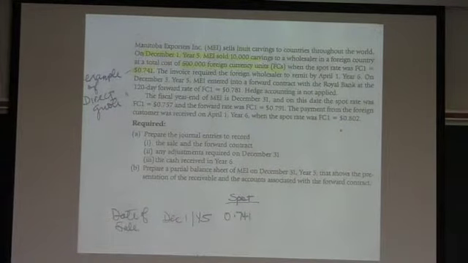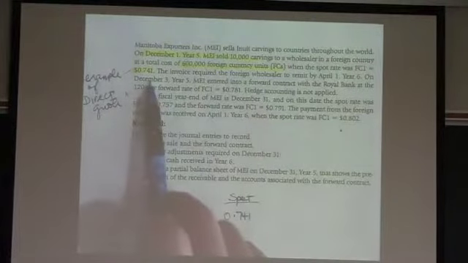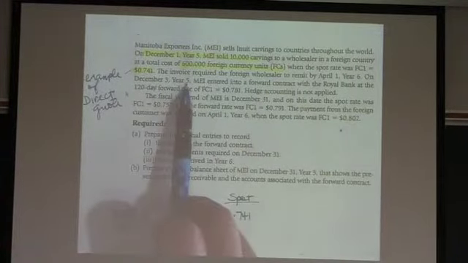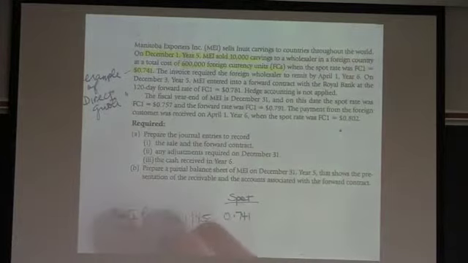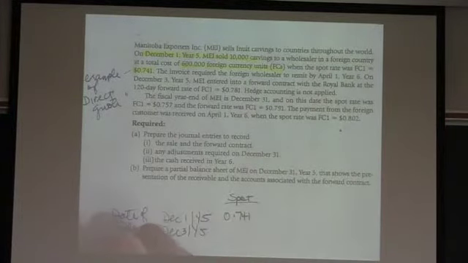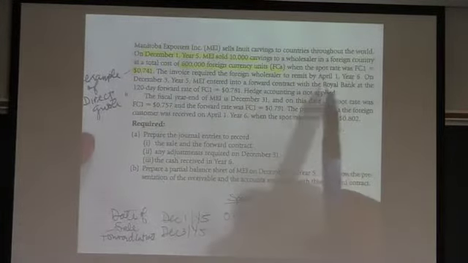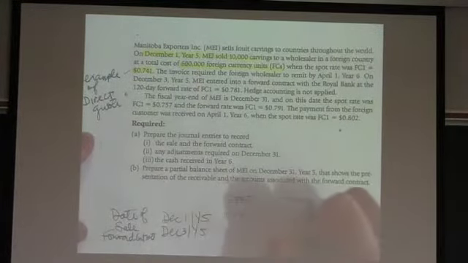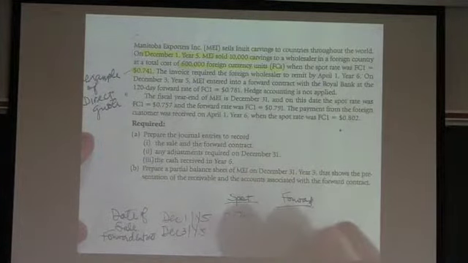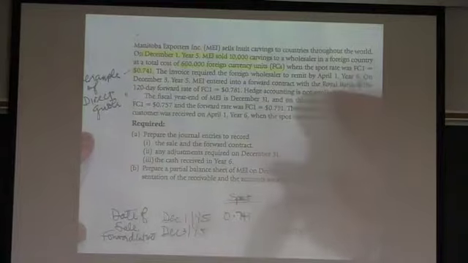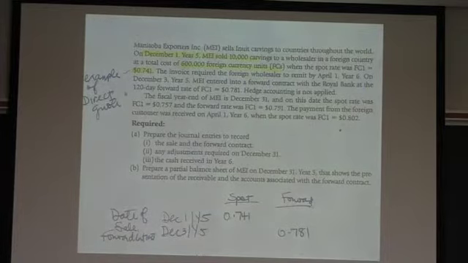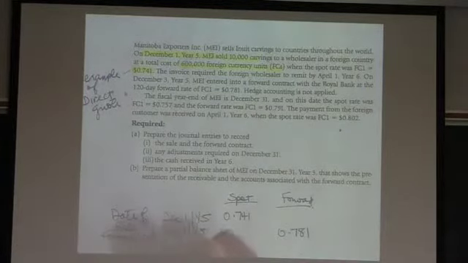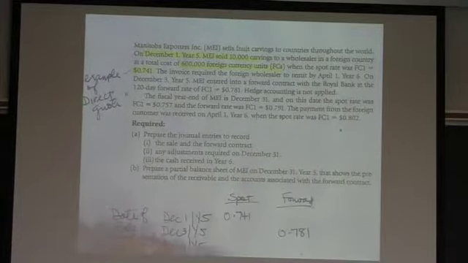And then December 3rd, year 5, they entered into a forward contract with the Royal Bank with a 120-day forward rate of 0.781. Hedge accounting is not applied. The fiscal year end of MEI is December 31st. So that's the year end.